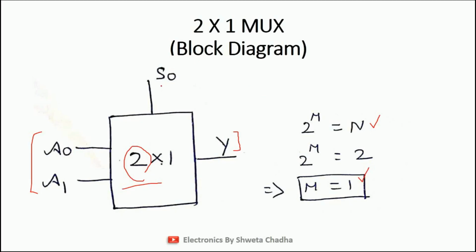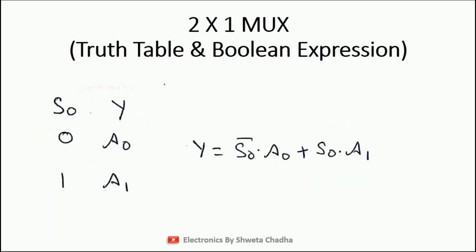So that means only one select line, which is S0, will be used for the implementation of 2 cross 1 multiplexer. Next is the truth table and Boolean expression. As we have just one select line, two combinations can be written. Either select line S0 is equal to 0 or select line S0 is equal to 1. And only one output is there, that is Y.